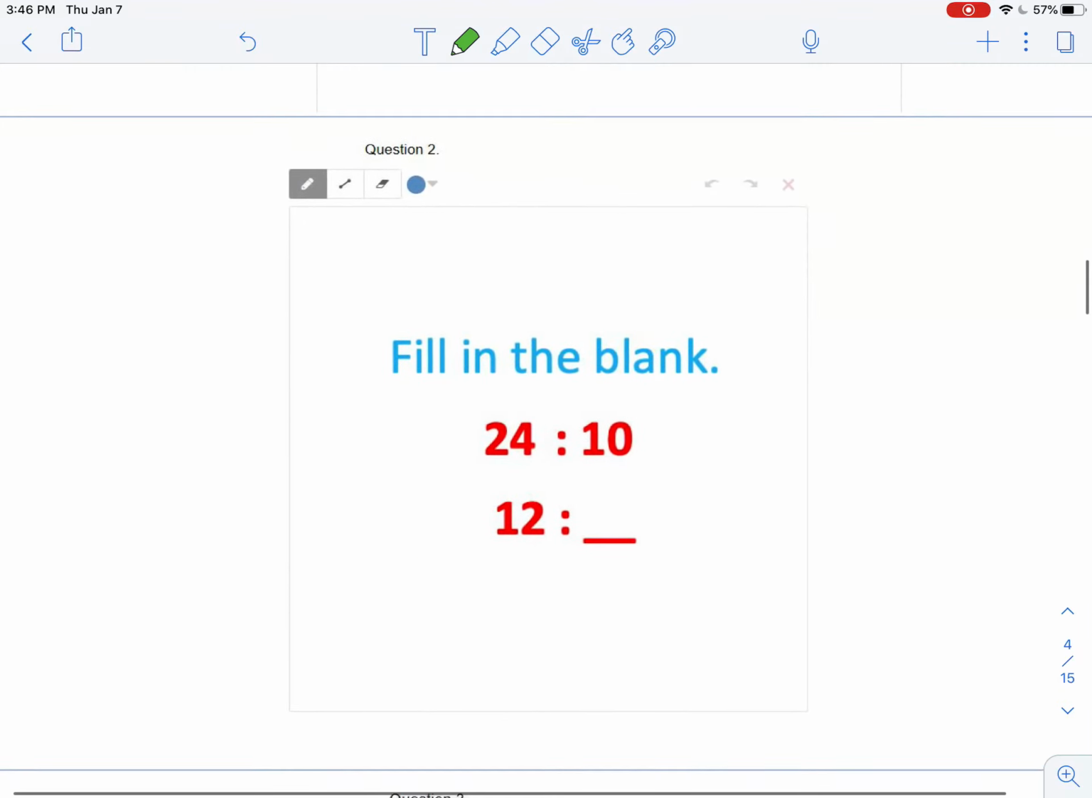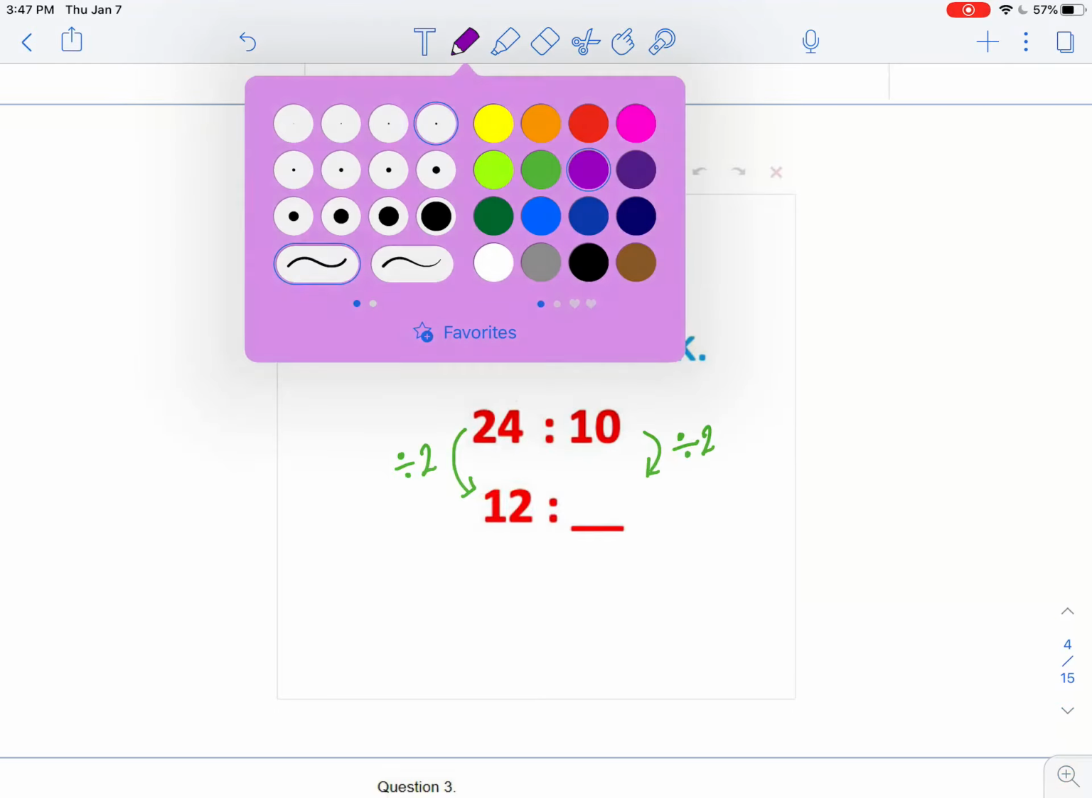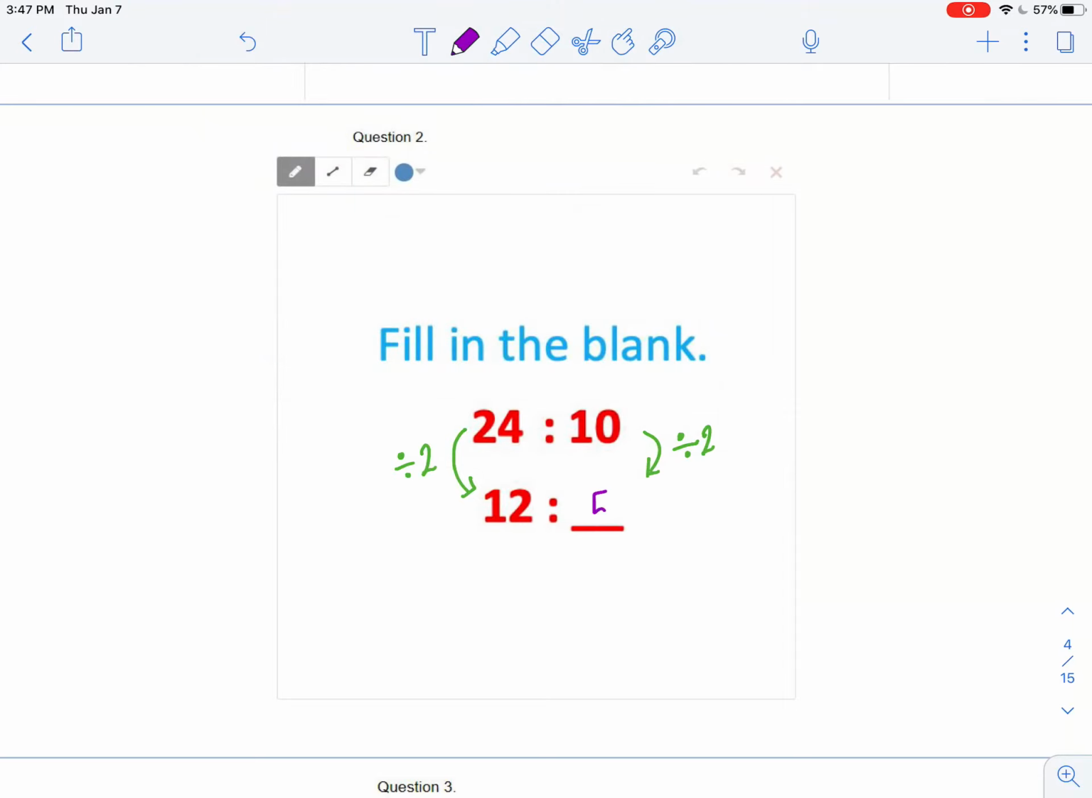In question 2, we're moving from larger numbers to smaller numbers. You can see that we need to figure out the relationship between 24 and 12. I know off the bat that 12 is half of 24, so I'm going to go ahead and write 24 divided by 2, because that equals 12. And whatever I do to the left side, I'm going to also do to the right, so I have 10 divided by 2 as well, which gives me a missing number of 5.